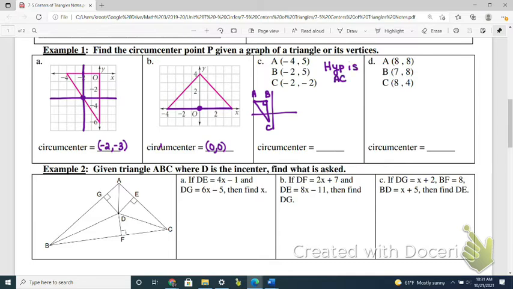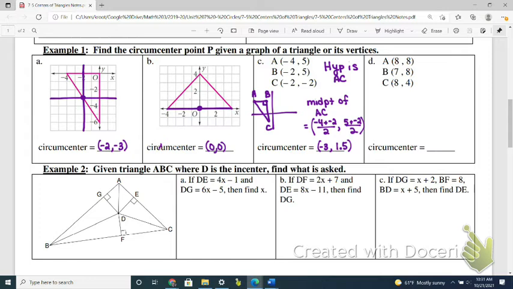So I'm going to find the midpoint of AC. So to do that, remember, we just add our x's, divide by 2, add our y's, divide by 2. So it's -4 plus -2 all over 2. And it's 5 plus -2 all over 2. Your midpoint then is, and your circumcenter is at -3, 1.5.